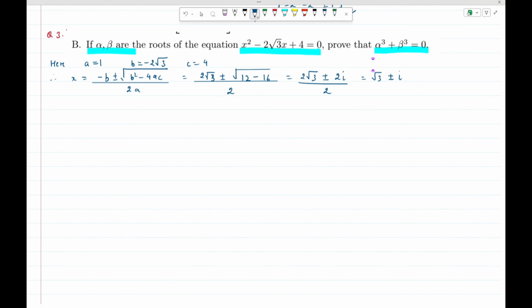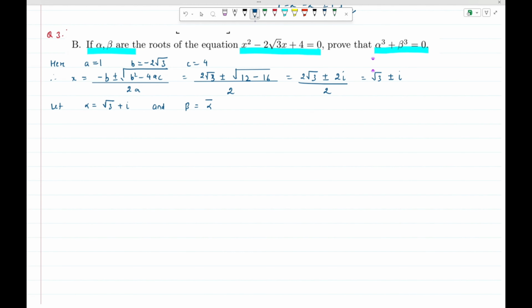So since there are two roots and the two roots are denoted as alpha and beta, let us say alpha is equal to square root of 3 plus i, and beta, now since the roots are in pair, the two roots are going to be complex conjugates.